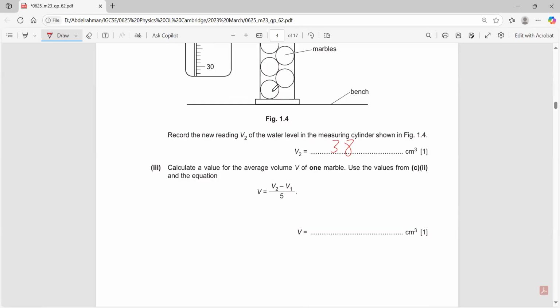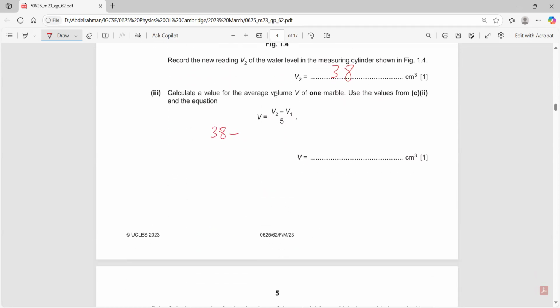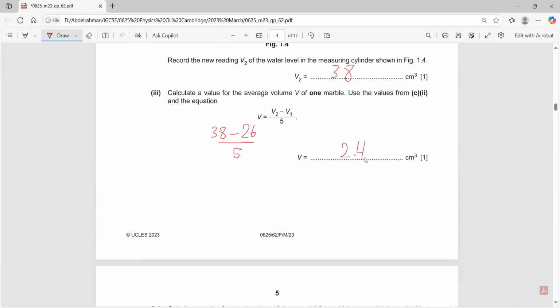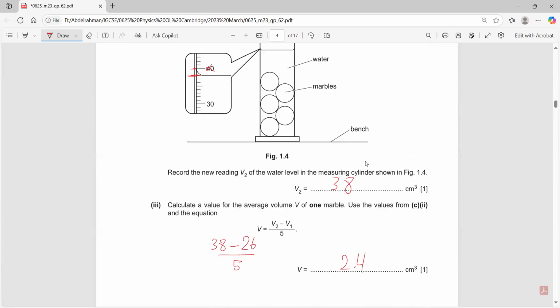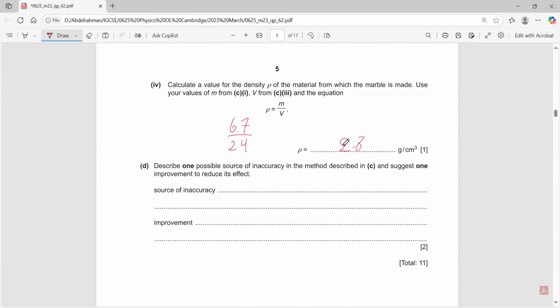Now, can I find the volume of one marble, the average volume of one marble? Yes, V2 minus V1, 38 minus 26 divided by 5. 38 minus 26 divided by 5 is 2.4. This is the average volume of one marble. Can I find the density now? Yes, density is mass over volume. The volume is 2.4, and the mass is 6.7. 6.7 divided by 2.4 is 2.8 grams per centimeter cubed.